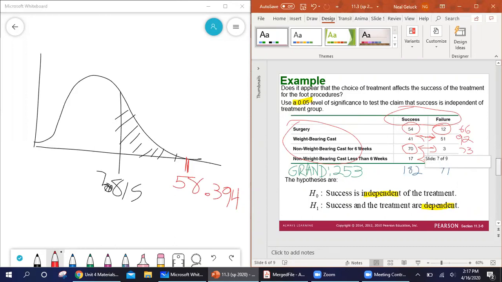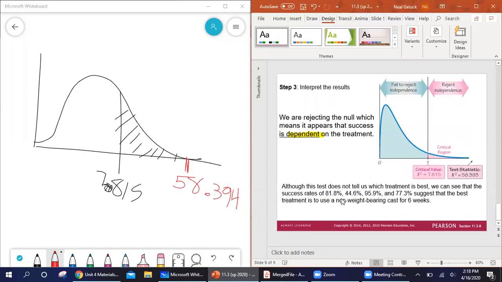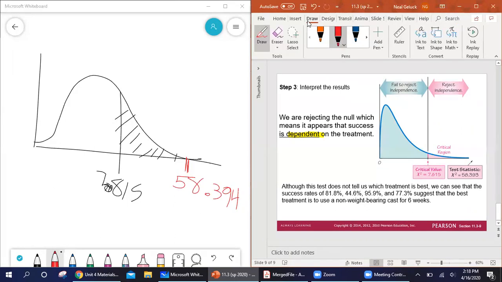But yeah, there definitely is some sort of relationship here where your outcome does seem to depend on what you picked. And again, back to the last slide, it doesn't tell us what treatment is best. We can see that the choice of a non-weight bearing cast for 6 weeks had almost a 96% success rate. So seems like that's probably our best option. Again, the null is kind of bizarre in these problems. So you've got to really think your way through it. If I'm rejecting independence, I'm saying that the two things are dependent. One is influencing the other. Okay, that does it for 11.3 notes.